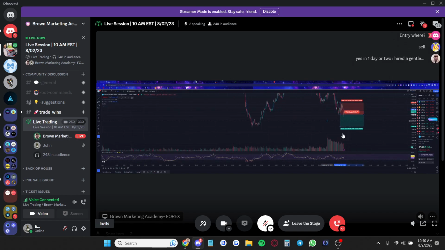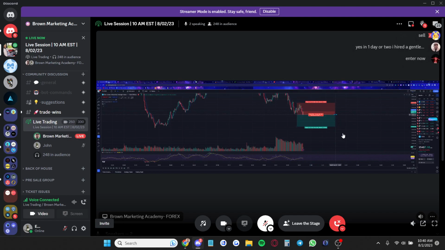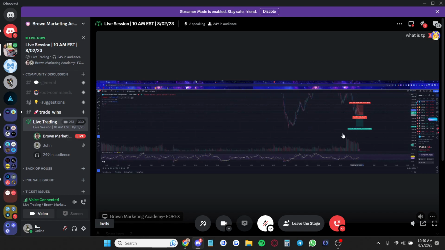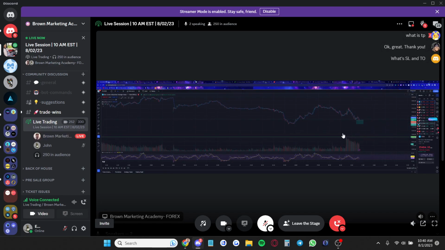All right, so this is the pullback I was talking about right here. That's what I was trying to catch. But let's see here. Let's go back out to the 15 minutes. So this is a market execution. I'm going to put my stop loss right above this area right here. Let me also look for a TP2. I think we might be going all the way down here, actually. That would be a pretty good move.